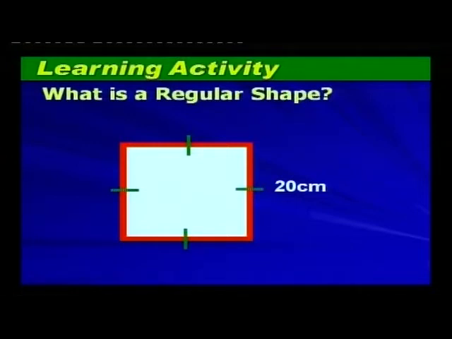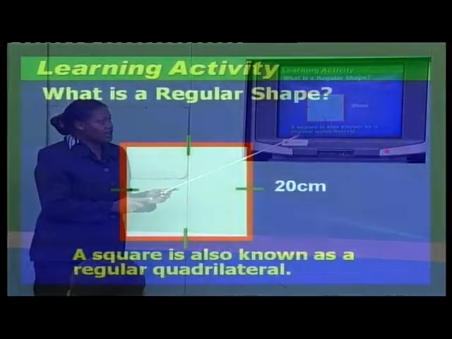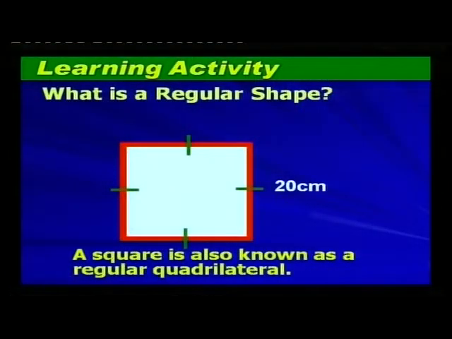What is a regular shape? Okay. A square is known as a regular quadrilateral because regular means all sides are equal and quadrilateral means 4-sided shape. What is quadrilateral? 4-sided shape. So please remember that, class. Regular means that all sides are same. Okay, we have the meaning of regular shape there.